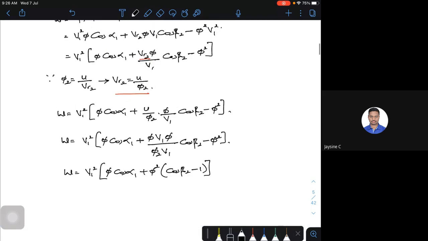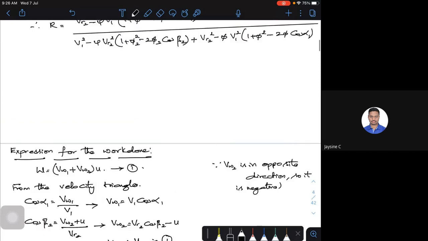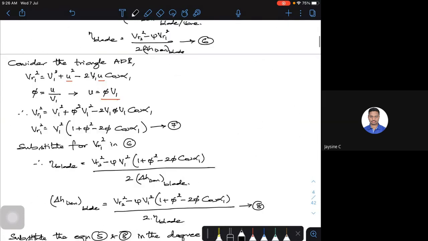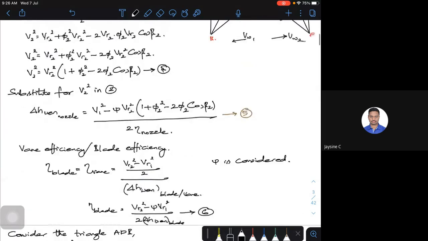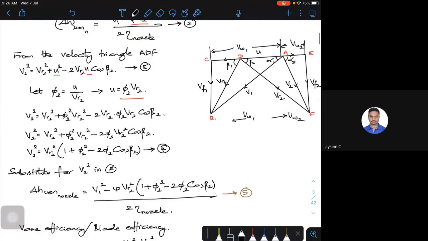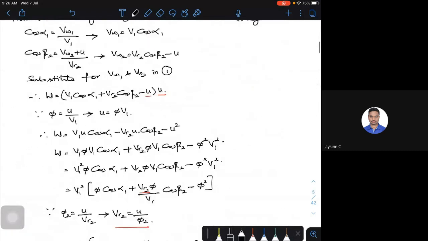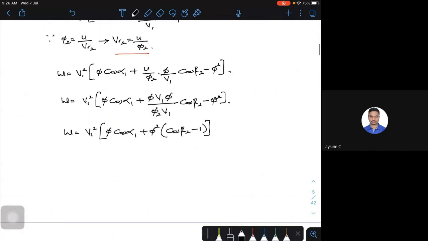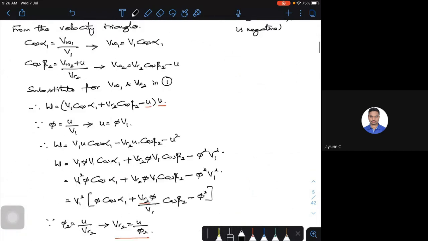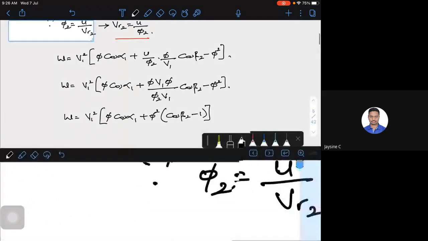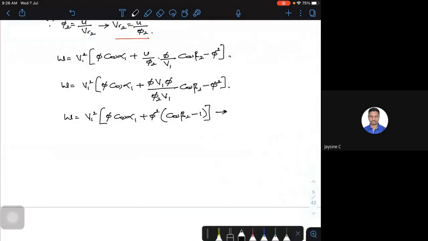So if you go back and see, we have taken that phi 2 is equal to u by VR2. So all these expressions, whatever we used for the degree of reaction, we are trying to use for work done also. So this is your expression for work done. Let me call this equation number 2, which is the expression for your work done.